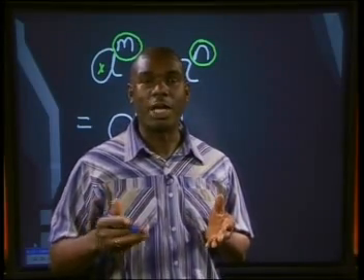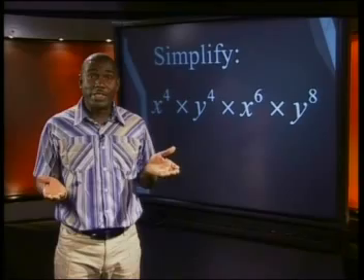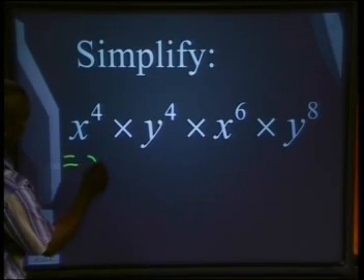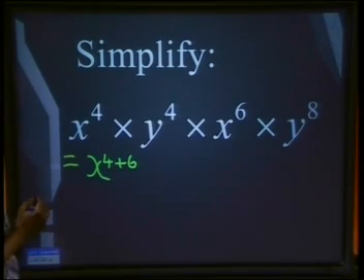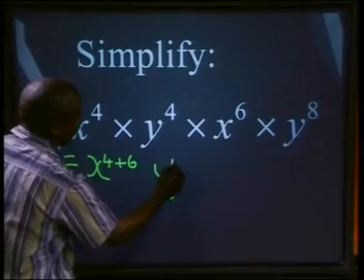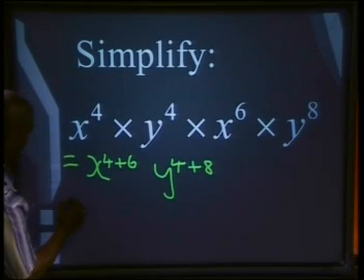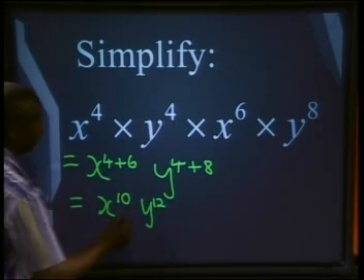Here's another example using algebraic numbers with letter symbols. Simplify x to the power 4 times y to the power 4 times x to the power 6 times y to the power 8. I'm sure you can do this very quickly. All we need to do is add the exponents with the same base. Let's see. We have x to the power 4 and x to the power of 6. So we add 4 plus 6. Y to the power 4 and y to the power of 8. So we add 4 plus 8. That will give us x to the power of 10, y to the power of 12.